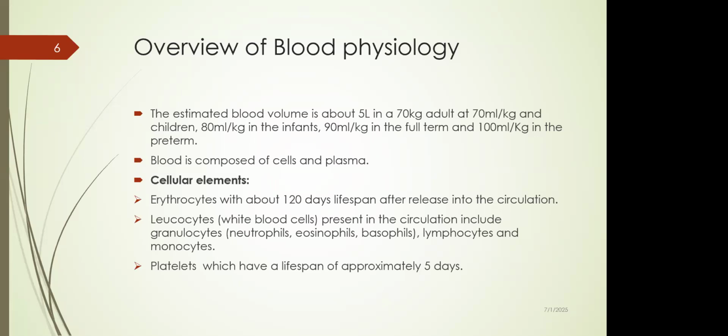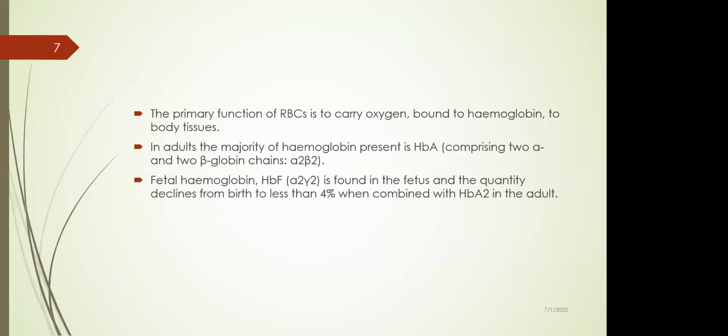And the cellular components include the erythrocytes, commonly known as the red blood cells, that have a lifespan of about 120 days. And also there are the leukocytes, also known as white blood cells. It could be granulocytes, lymphocytes, monocytes. And then platelets too are a cellular component of blood that have approximately 5 days of lifespan.